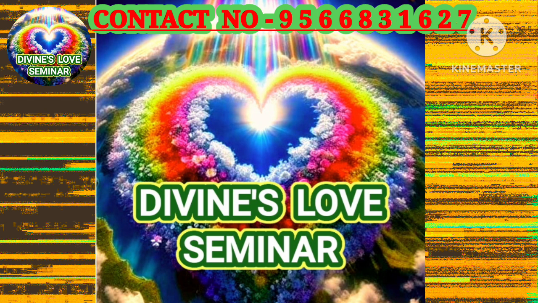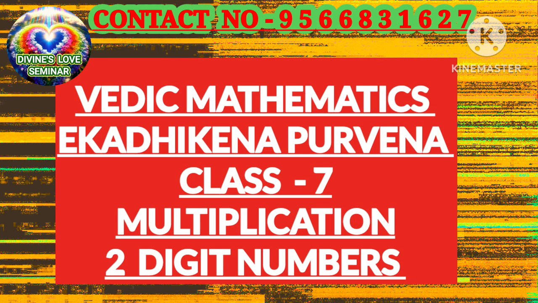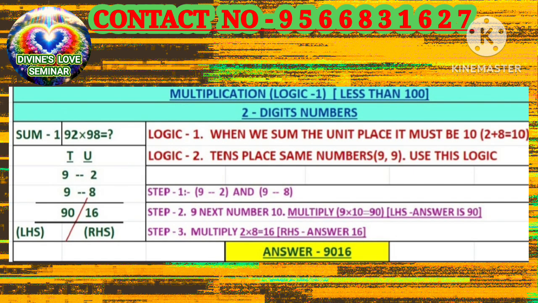I'm Amrita Vimala. Vedic Mathematics, Ekadhikena Purvena, Class 7, Multiplication Logic 1. We can multiply two-digit numbers that are less than 100 within 1 minute. Multiplication Logic 1, less than 100 two-digit numbers.